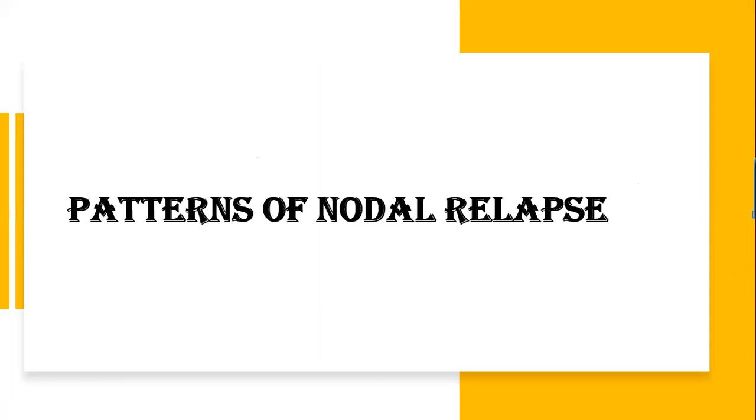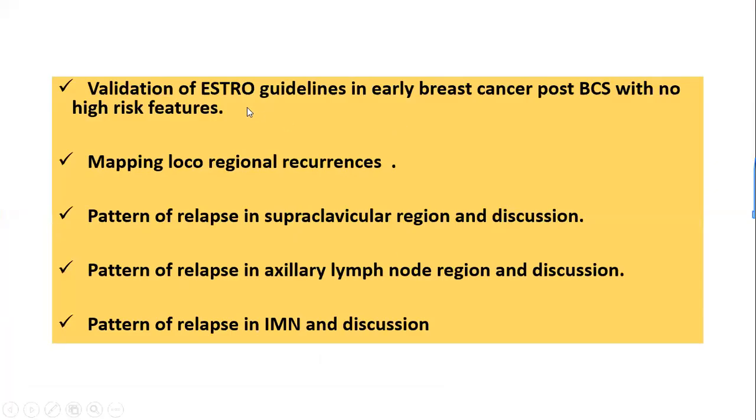So coming to the pattern of nodal relapse, first we will look into the validation of the ESTRO guidelines in early breast cancer treated with breast conservative surgery and with no high risk features. Then we will move ahead with the mapping of the loco-regional recurrences in all the groups. Then we will address individually the supraclavicular, axillary, and IMN, followed by the discussion in terms of their high risk features. So first we will look into the validation of ESTRO guidelines.